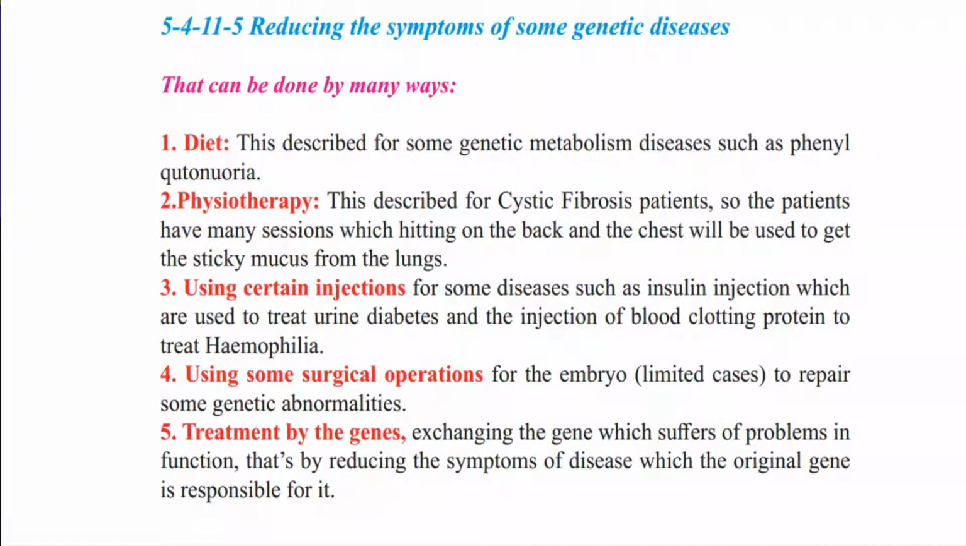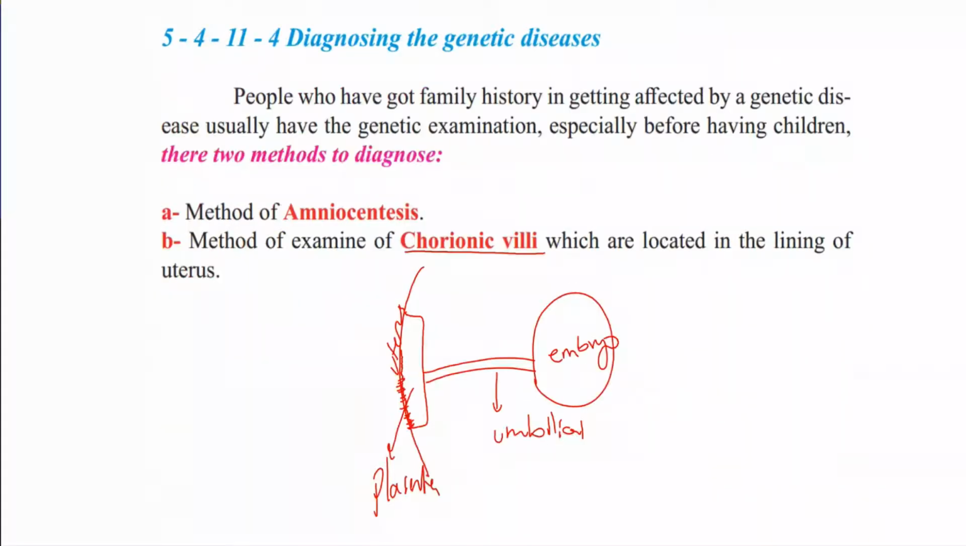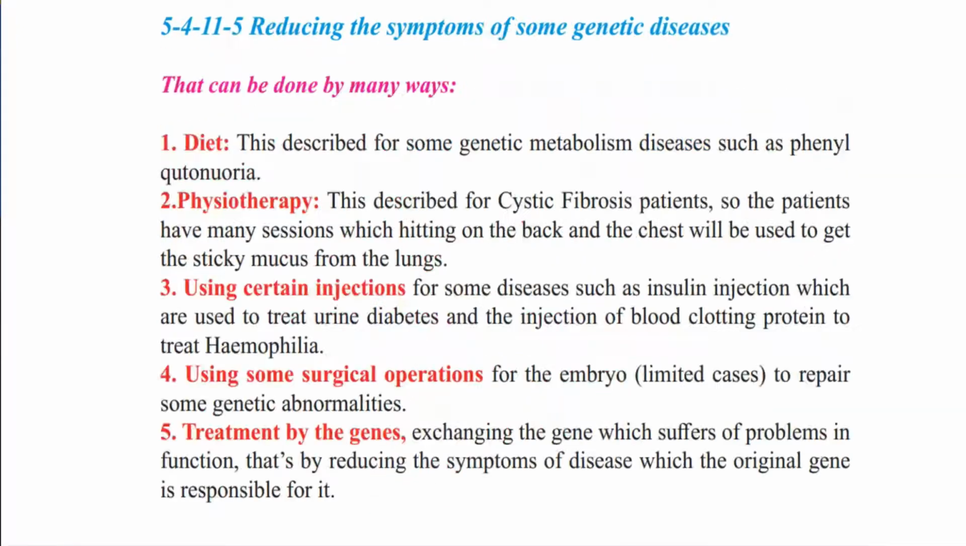Reducing the symptoms of some genetic diseases can be done in many ways. You remember some of them we studied in chapter 4, especially about the embryo. Some drugs can be given to the mother to correct or decrease the effect of the disease. Also, they can do some surgery, which can be done only in some special hospitals because it's very sensitive.